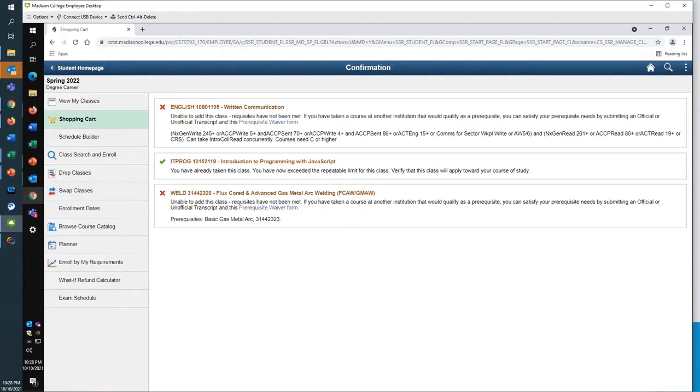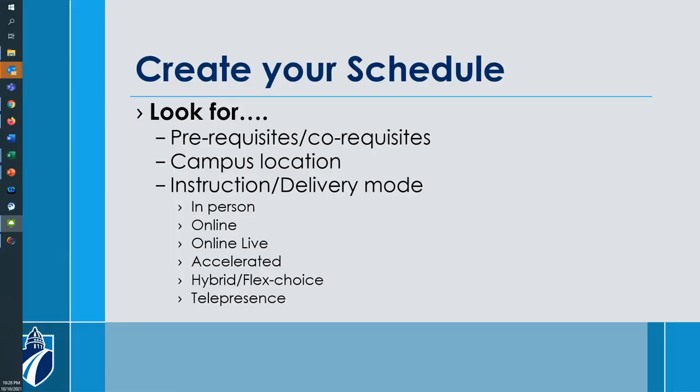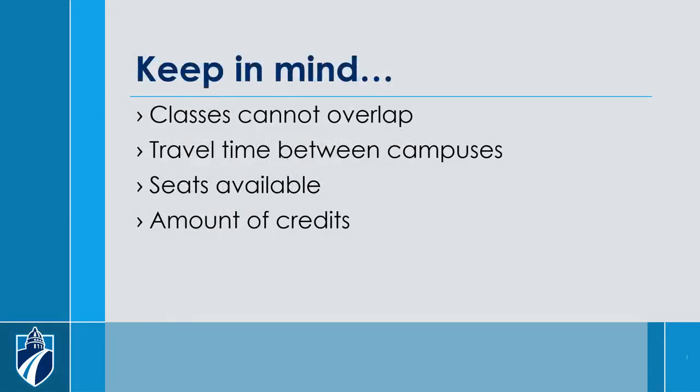So next, we're going to review again. You want to keep in mind when you're selecting classes that the classes cannot overlap in time. You also need to pay attention to campuses. If you see a class meeting in Fort Atkinson and you cannot get to Truax Madison campus in 10 minutes, you need to watch that travel time between campuses.